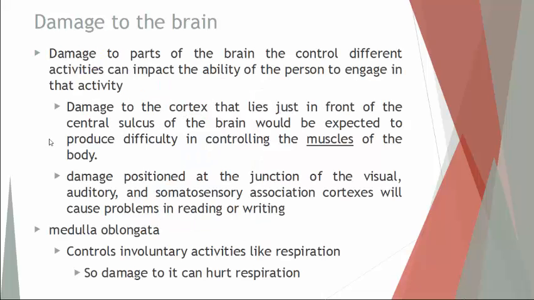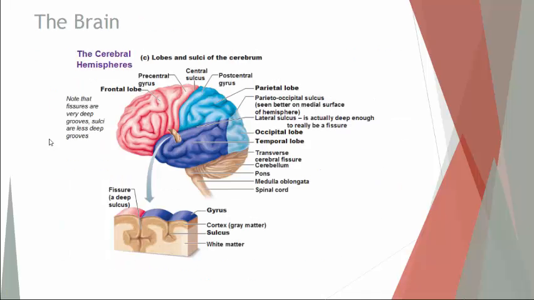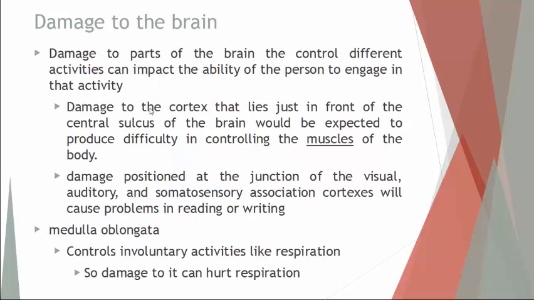All right, damage to the brain. Damage to different parts of the brain causes different activities to be impaired. So if you have damage, say, to the brain just in front of the central sulcus, this part here, kind of like the main divider of the cerebrum, damage to the front part, the frontal lobe, is going to cause difficulty in controlling the muscles, how you are moving your body. If you have damage in certain association areas, like Broca's area or Wernicke's area, that will impact how you read or how you write or how you communicate just in general. When different parts of the brain are damaged, it will impact various functions that the body has.